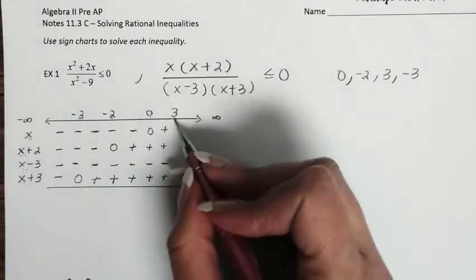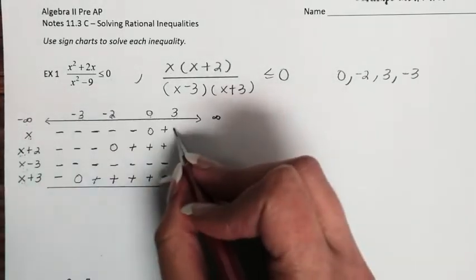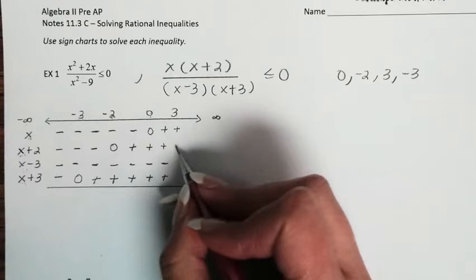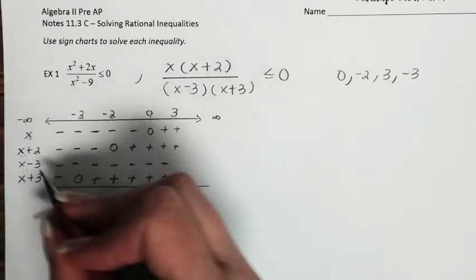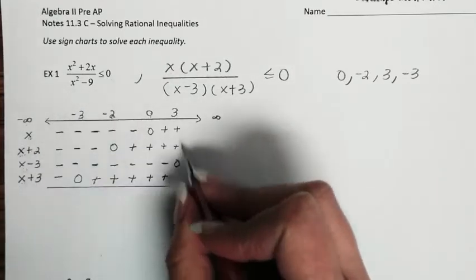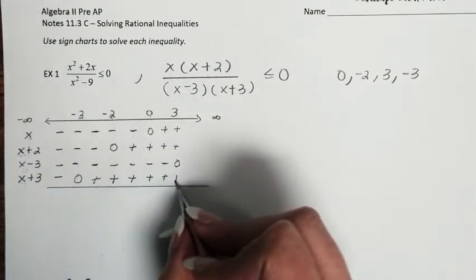If I plug 1 here, that's going to be positive. Okay, after that, I'm going to plug 3. If I plug 3 there, it's going to be positive. If I plug 3 here, it's going to be 5, which is positive. If I plug 3 here, it's going to be 0. If I plug 3 here, that's going to be positive.